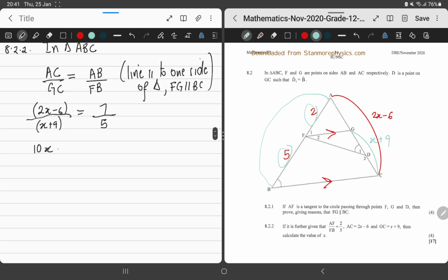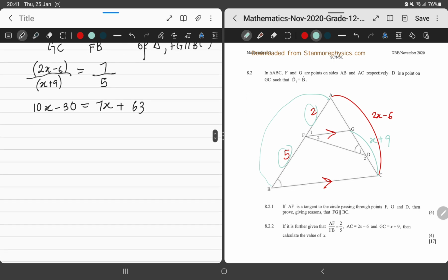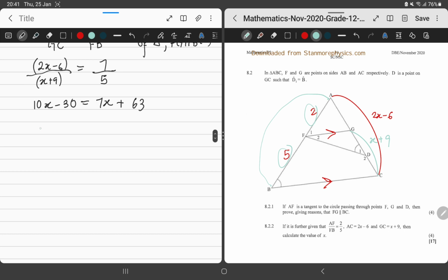So this is 10x minus 30, which is equal to 7x plus 63. So this is 3x, which is equal to 63 plus 30, which is 93. Therefore, x is equal to 93 divided by 3. So x is equal to 31 units.